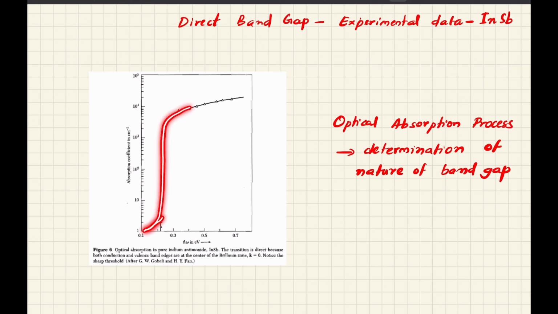Okay, so there will be some portion which is mediated by phonon also. Okay, so since that is not present, the absorption spectrum, the absorption coefficient of indium antimonide shows a direct transition or direct absorption process. So it's a direct band gap material. Okay, so we can use the optical absorption process for the determination of nature of band gap.